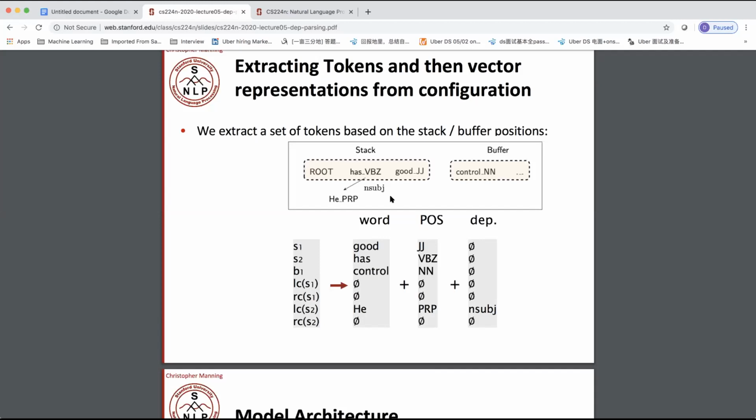Yeah, I think the second from the last row, the LCS2. I think this is just like what happened before, right? We have already added this arc. It has been added to the relationship set. So it is treated as a part of the input. Before that, I don't think "he" was inside the stack, right?